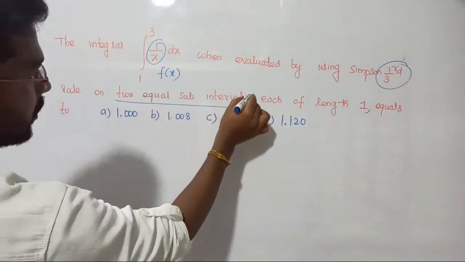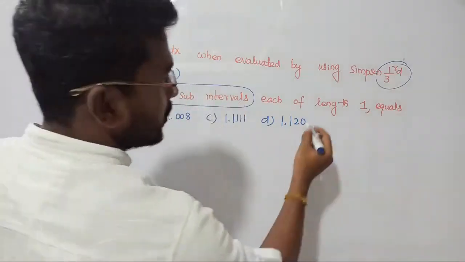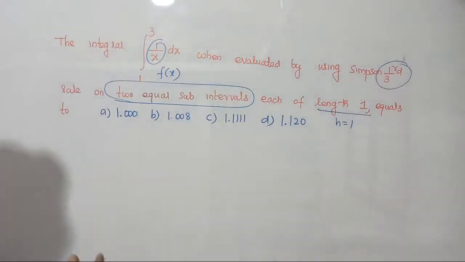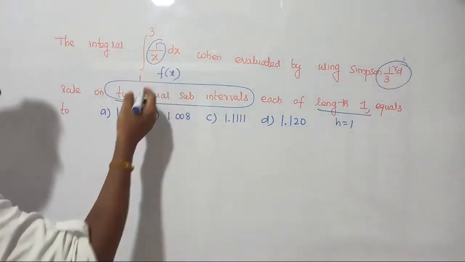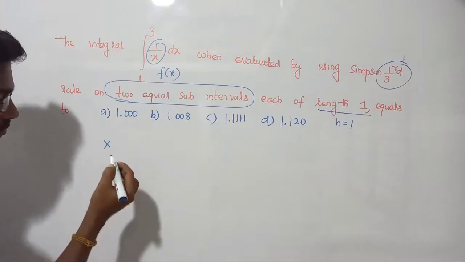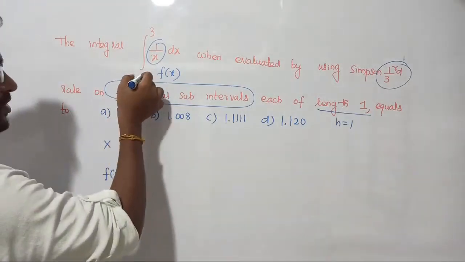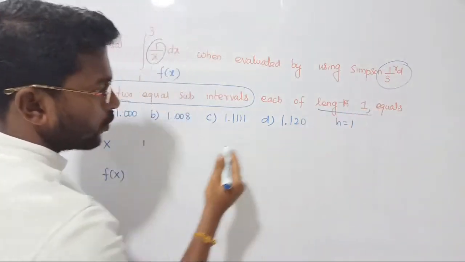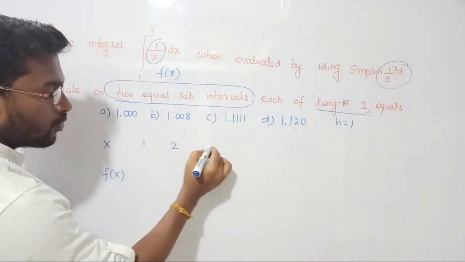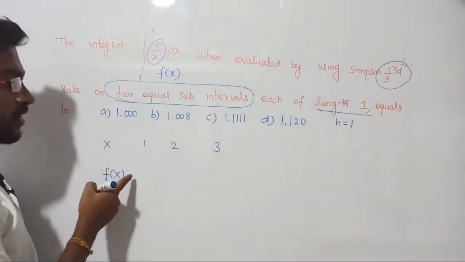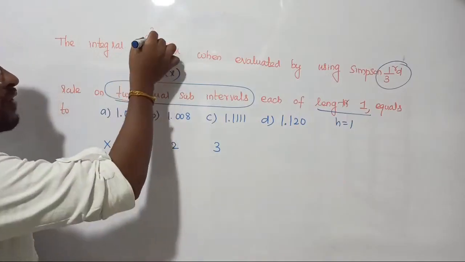Two equal subintervals, each of length 1, that is the step size they had given, right? Shall we tabulate the formula? Let's see what was given. X, we should go with f of x. The starting point is 1 and the step size is 1. So here 1, the next value will be 2, the next value will be 3. So 1 to 3, and f of x equals 1 by x. If you put x as 1, what about f of x?